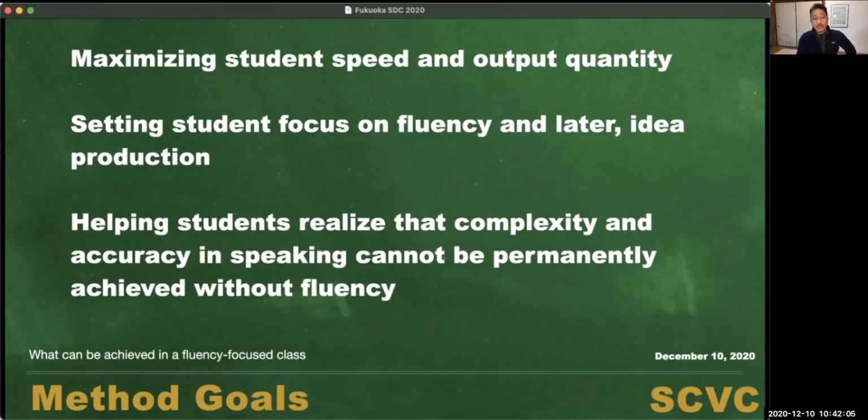Helping students realize that complexity and accuracy cannot be permanently achieved without fluency. Maybe we'll come back to this stuff later after I've shown you what it actually looks like in a classroom.